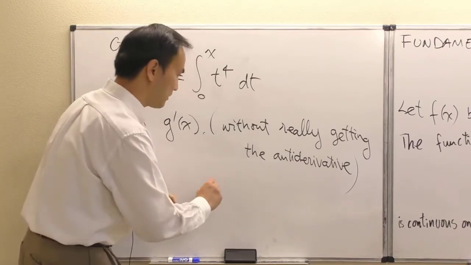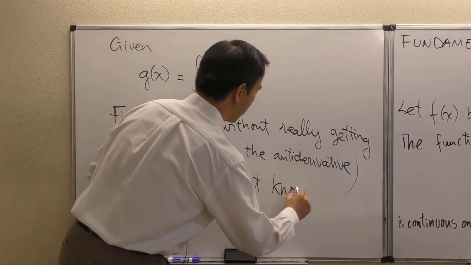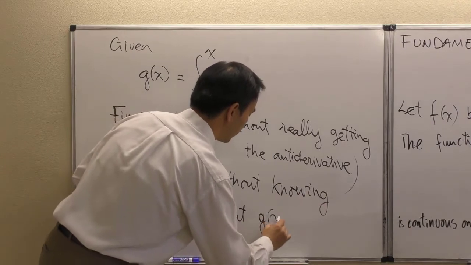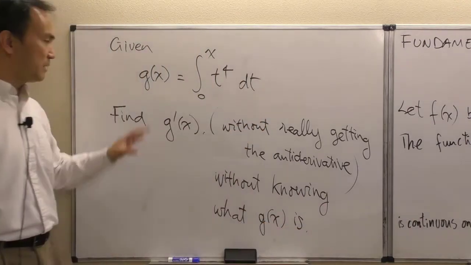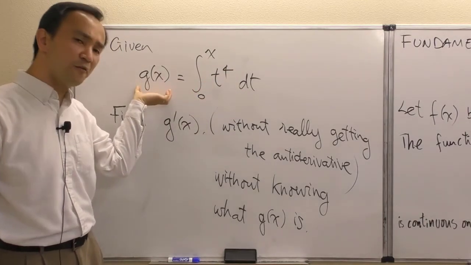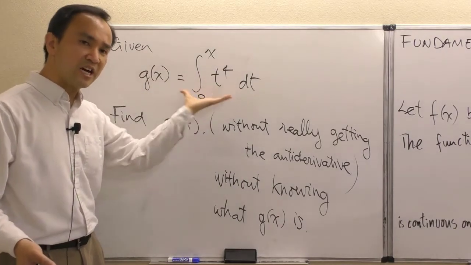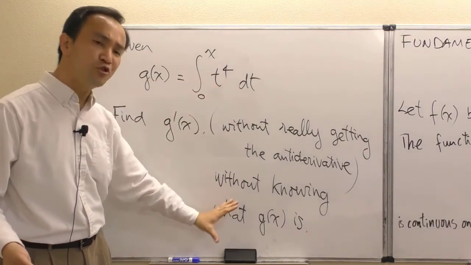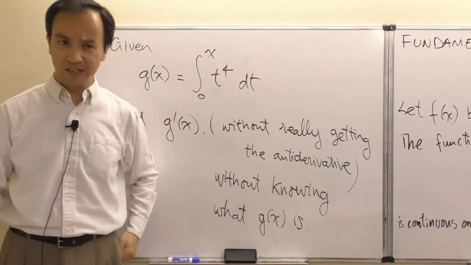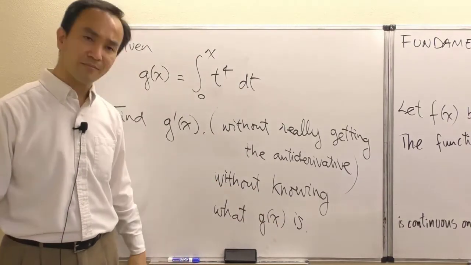Or how about another way of saying it: without knowing what g of x is. We only know g of x is an accumulating function, and now we know from the fundamental theorem of calculus, the first part, that this has to be the antiderivative. But we really don't have to tear it down and figure out whether it's an x to the 5th or an x to the 10th. That's the part we don't have to know, without knowing what g of x really is.